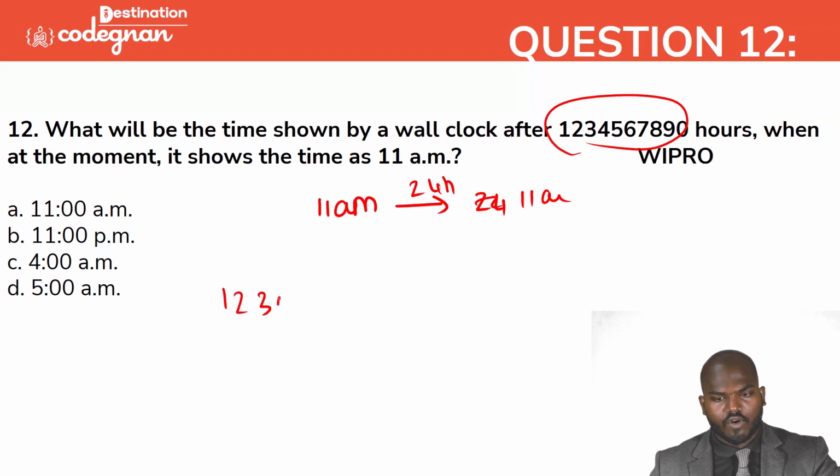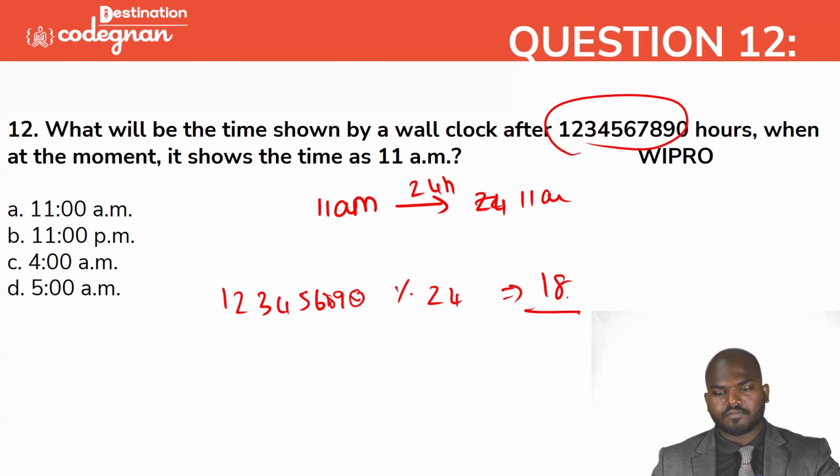I'm taking it up. Percentage of 24. If you calculate, it will give you the value called 18. Okay, so 18 hours. So that is the thing. What will be the time shown? Okay, 18 hours we will get here in the place. So 18 hours from the 11 a.m.